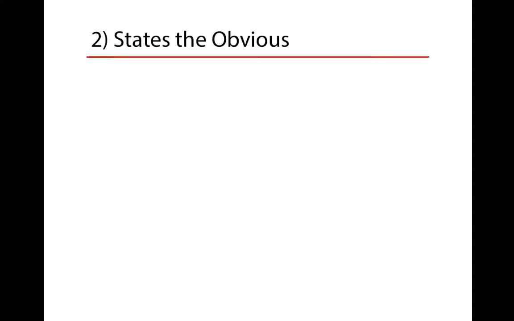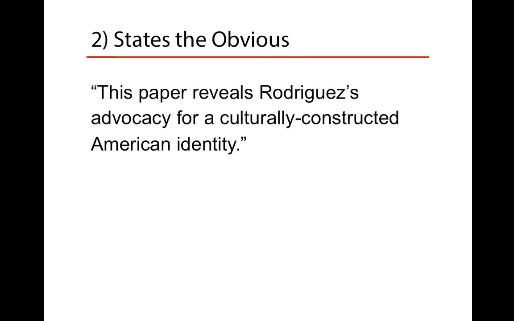The second type of weak thesis statement is the thesis that only states the obvious. This often happens when thesis statements simply restate the author's main ideas. For example, the claim that this paper reveals Rodriguez's advocacy for a culturally constructed American identity only restates what your reader could glean from reading Rodriguez's article.